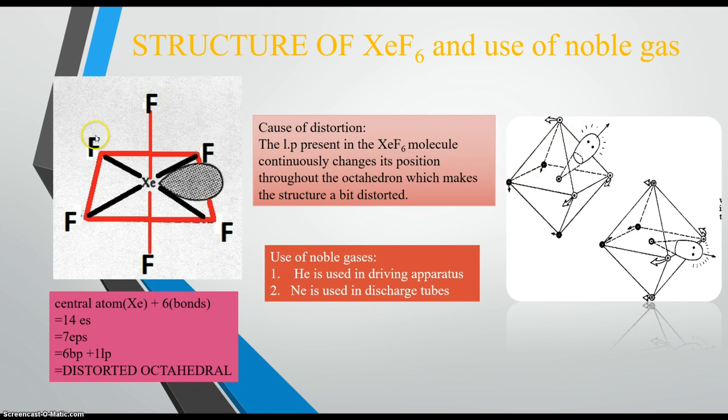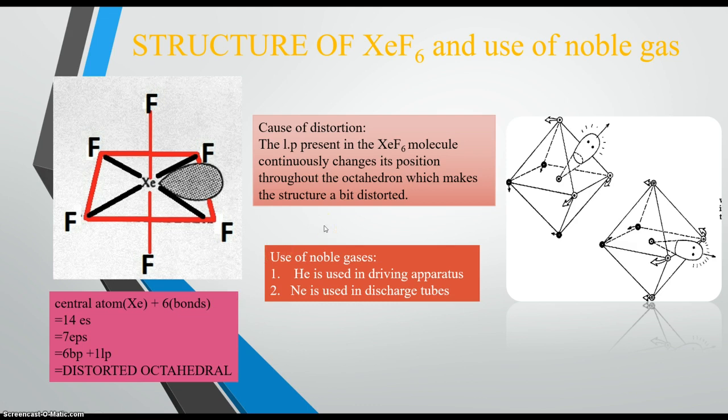this is not a perfect octahedral structure. So due to the presence of this mobile lone pair, that is continuously changing its position throughout the octahedron, the structure is a bit distorted, and that's why the structure is called distorted octahedral. Now what are the uses of these noble gases?